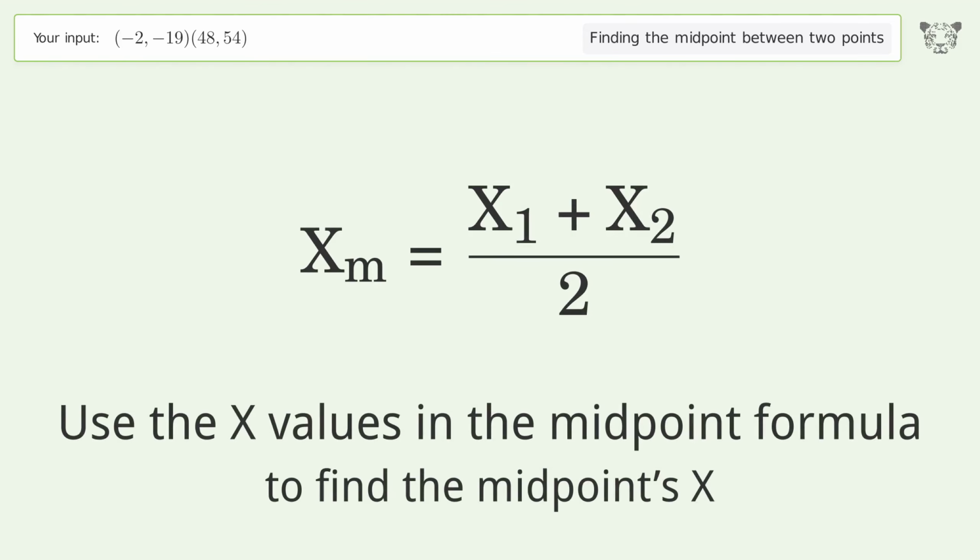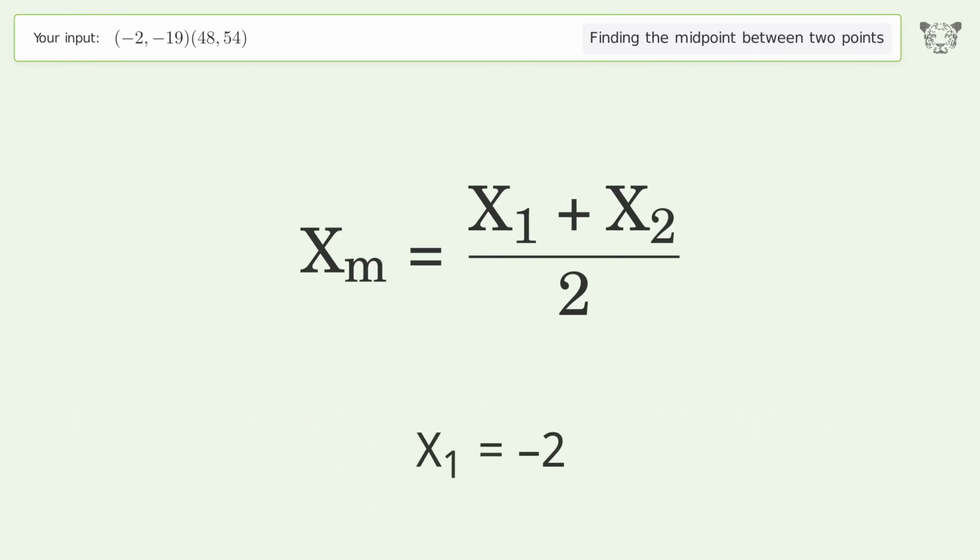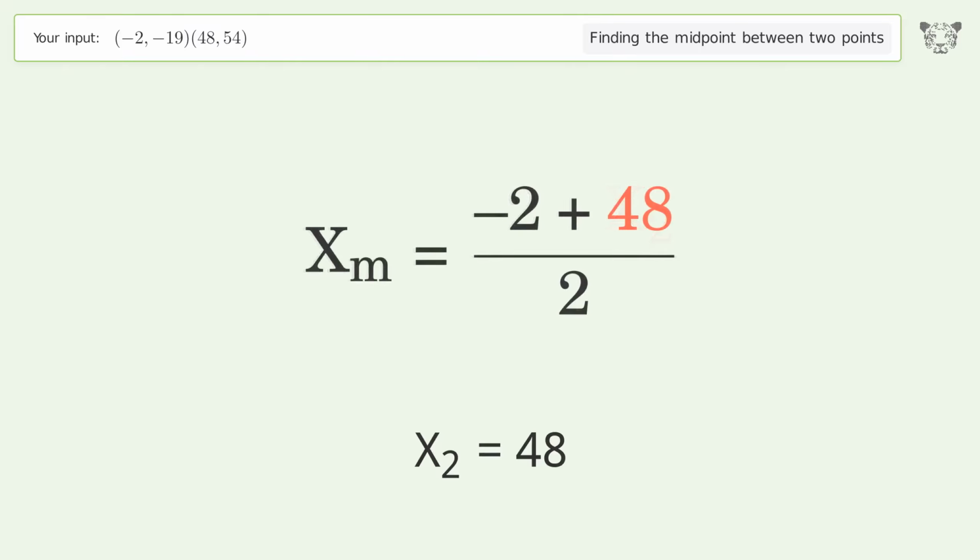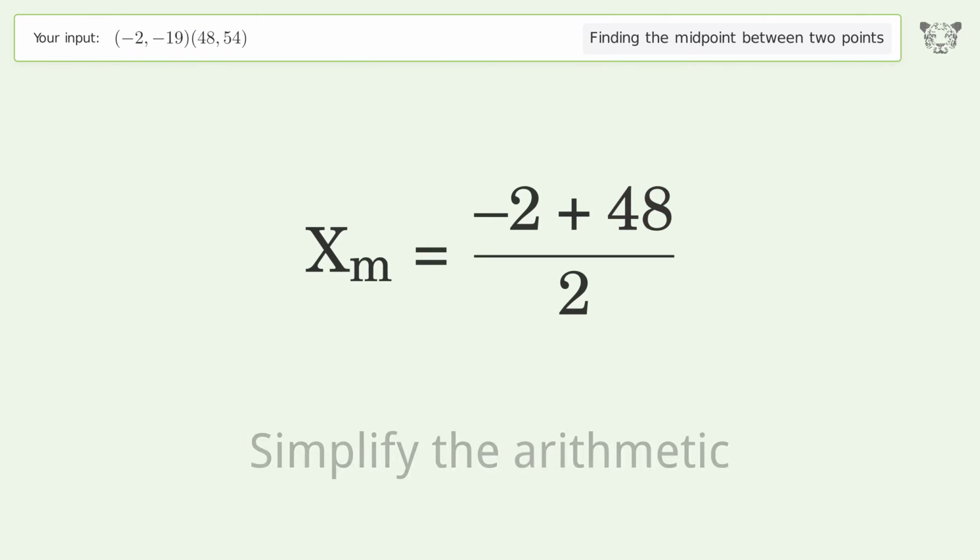Use the x values in the midpoint formula to find the midpoint's x. x1 equals -2. x2 equals 48. Simplify the arithmetic.